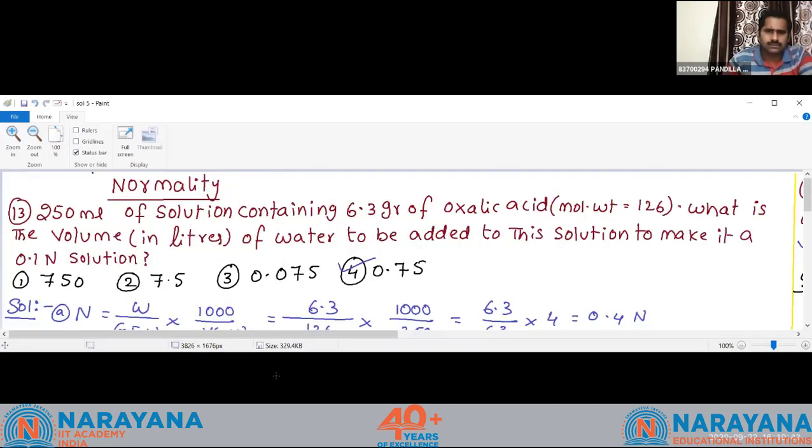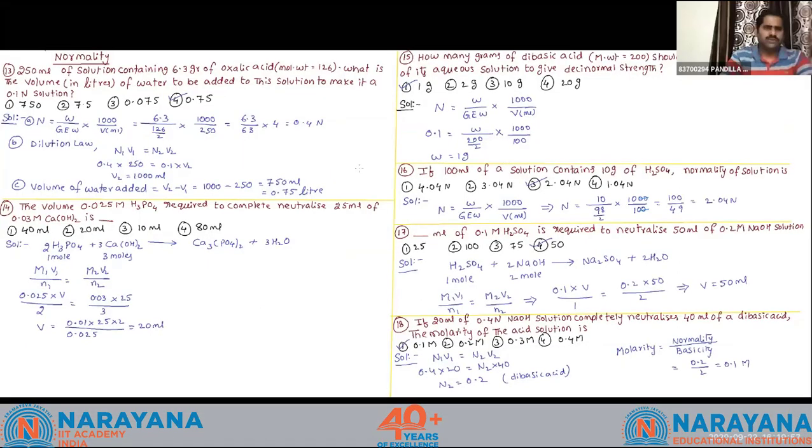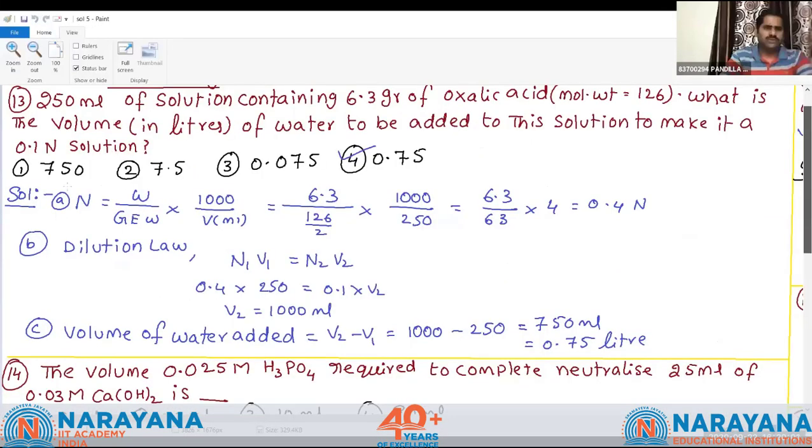Please observe the 13th question. How many questions are there? Please observe, here it is all from 13 to 18. 50 ml of solution containing 6.3 grams of oxalic acid, molecular weight 126. What is the volume in liters of water to be added to this solution to make it a 0.1 N normality solution?